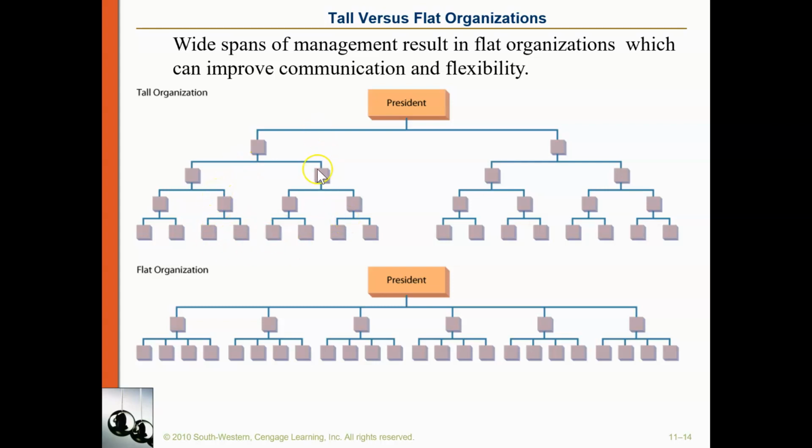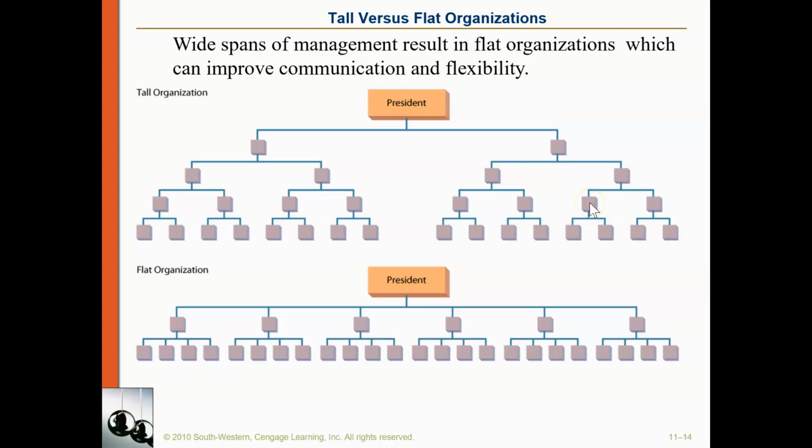But a tall organization might have even more layers in there. So let's look at span of management here. We see in this one, the span of management through this whole organization is 2. Okay? The president has 2 people reporting to them. This position, let's say this is a vice president, has 2 people reporting to them. There's 2 that report here.